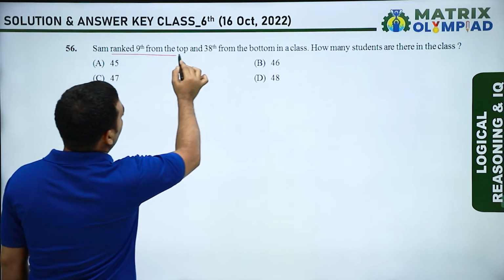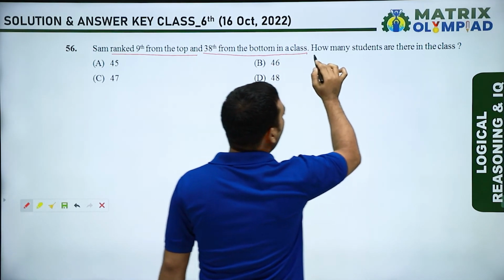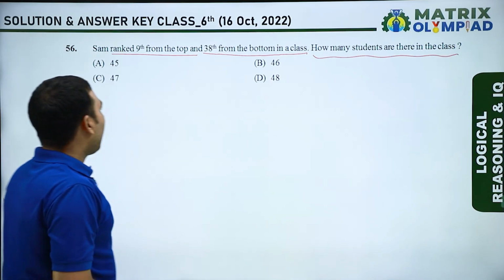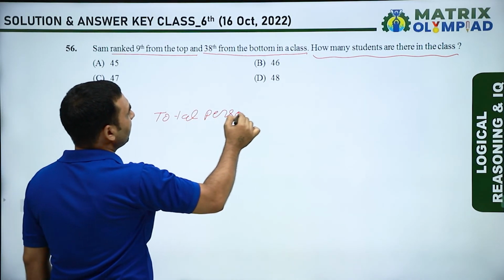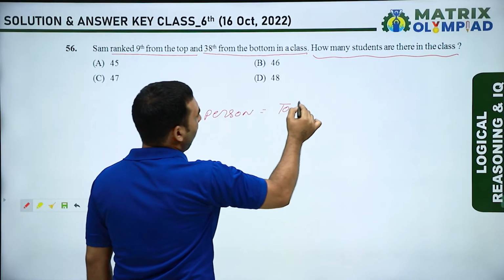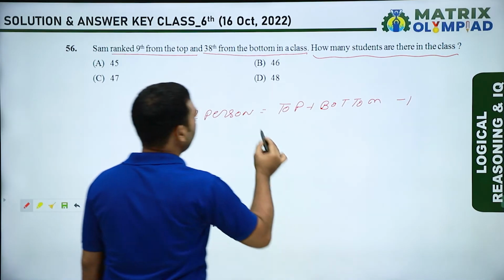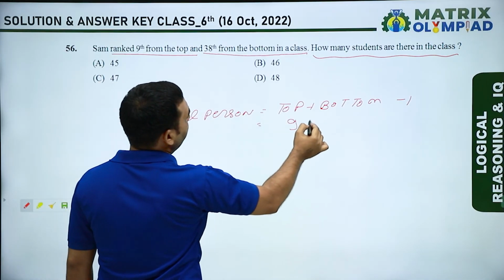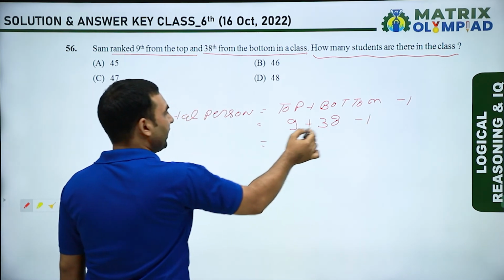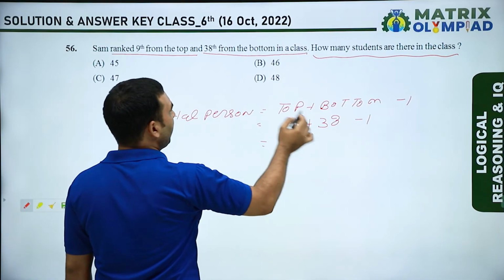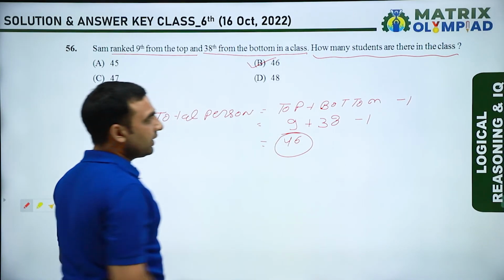Next question is, Sam ranked 9th from the top and 38th from the bottom in a class. How many students are there in the class? If we find the number of total persons, then our formula is top plus bottom minus 1. If we add 9 plus 38 minus 1, that is 38 plus 9 is 47, minus 1 is 46. Option B is our correct answer.